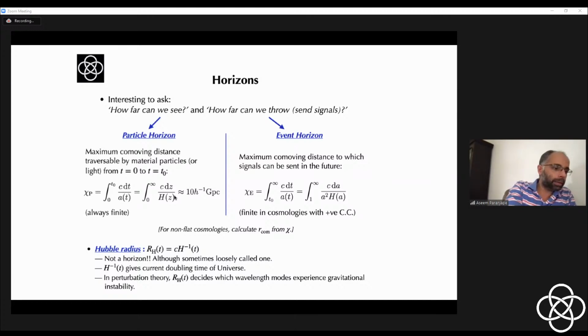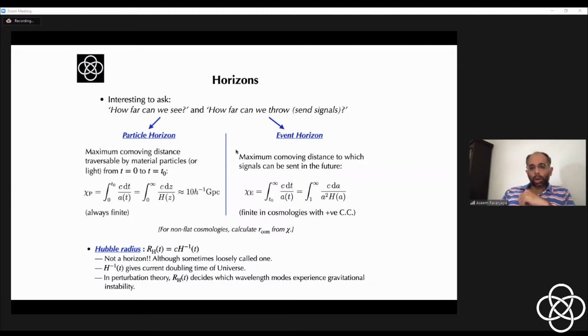And then this is the particle horizon. This is a useful number to remember. If I ask for the particle horizon, which is from how far could I have received signals today, starting from the Big Bang, that number would turn out to be of the order of 10 gigaparsec.